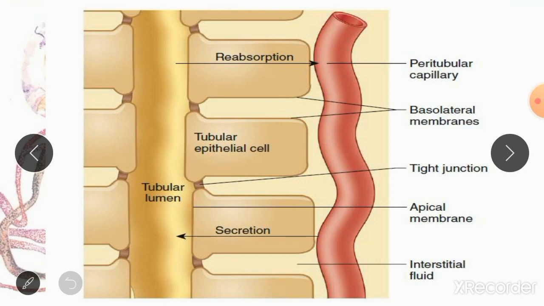These epithelial cells over here have two distinct surfaces. The surface which is facing the lumen is known as the luminal surface, and the remaining surfaces are known as basolateral surfaces. This is the basal surface and this is the lateral surface, and together they are known as the basolateral surfaces. So let me repeat.